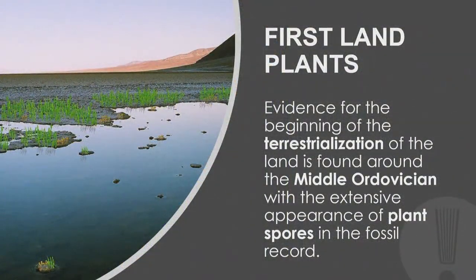This is when we start to see the first land plants, in the Ordovician. Evidence for the beginning of the terrestrialization of land is found in the middle Ordovician, not so much with plant fossils, but with the appearance of plant spores in the fossil record. North America, Europe, and Gondwana were all covered with shallow seas during the Ordovician.